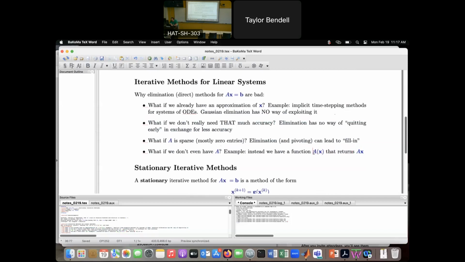Now, if all you have is a function, can anyone tell me, if this is all you have, a function that computes A times x for any given vector x, can anyone tell me how you can use a function like this to get the actual entries of A?